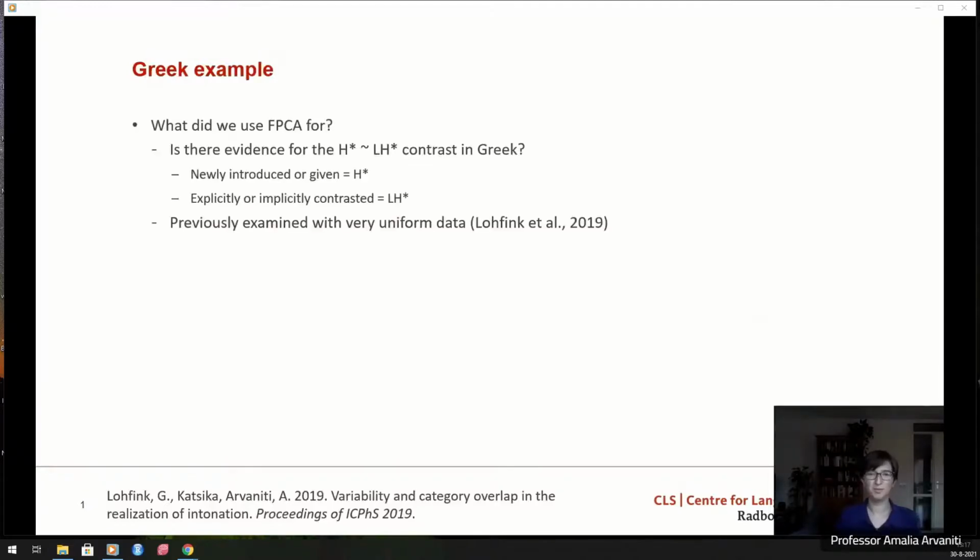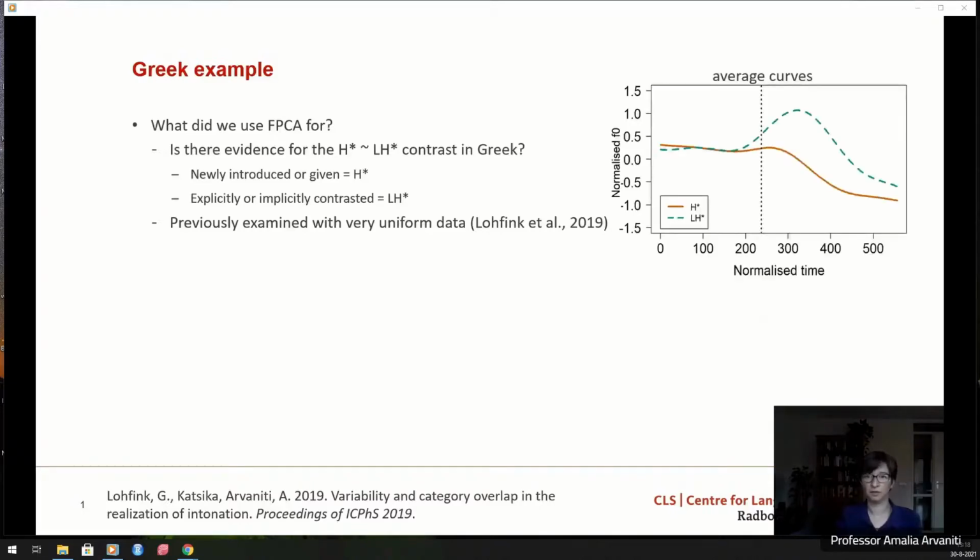So we're actually going to go into our data set and an example using our Greek data to see how we used FPCA. So this comes from a larger data set, which includes English and Greek, scripted and non-scripted speech. And here we're just looking at the Greek speech. So we chose Greek because it gives a nice illustration for our example here. And our question here is: is there evidence for H star and LH star contrast in Greek? H star indicates newly introduced or given information, and LH star indicates explicitly or implicitly contrasted information.